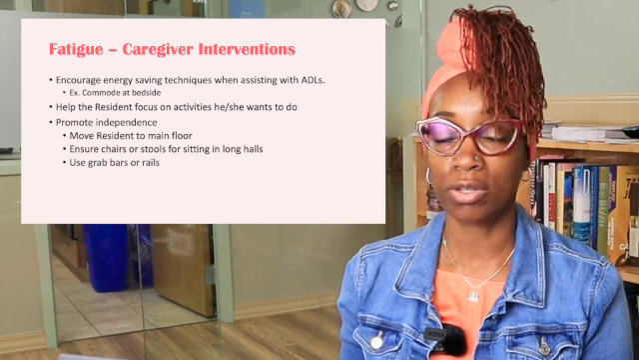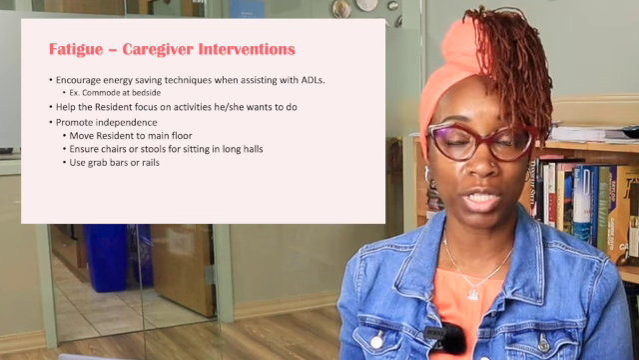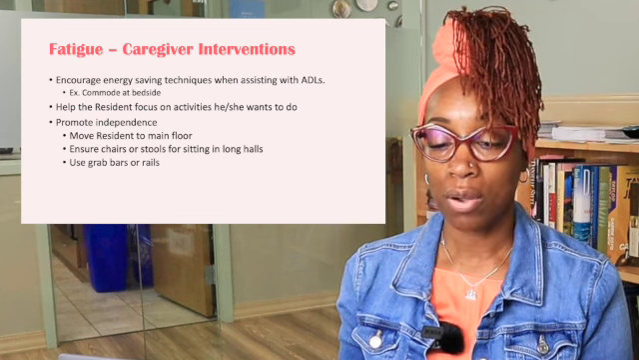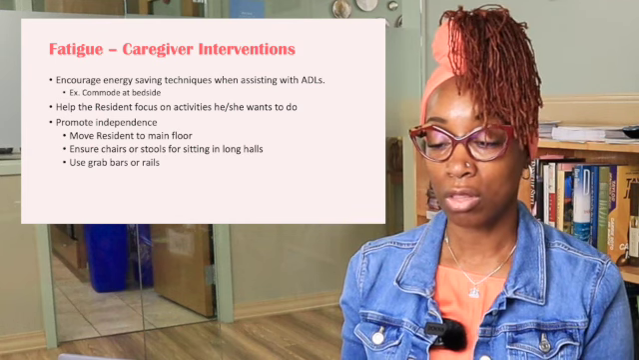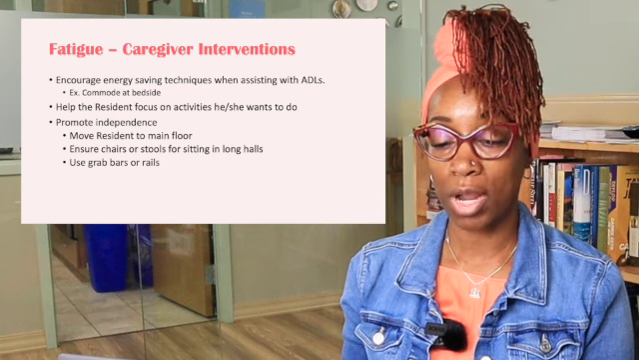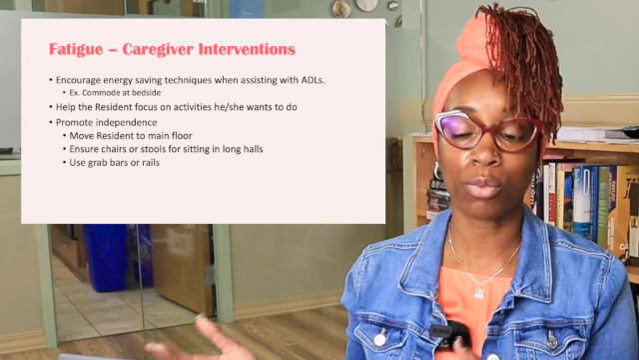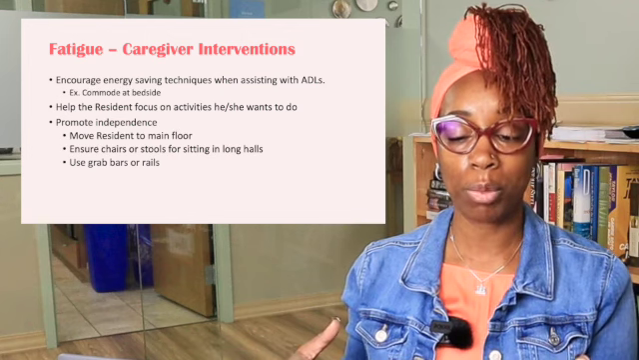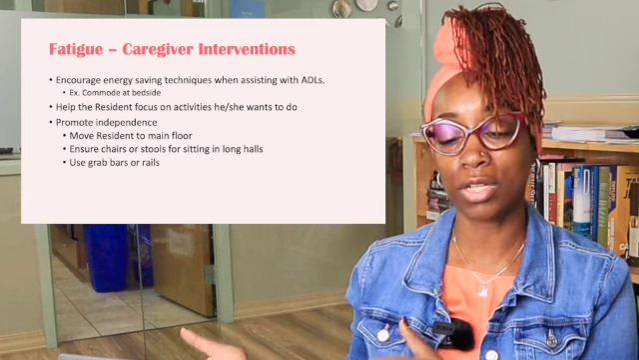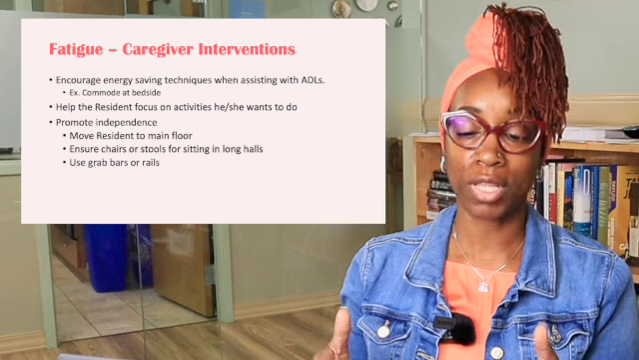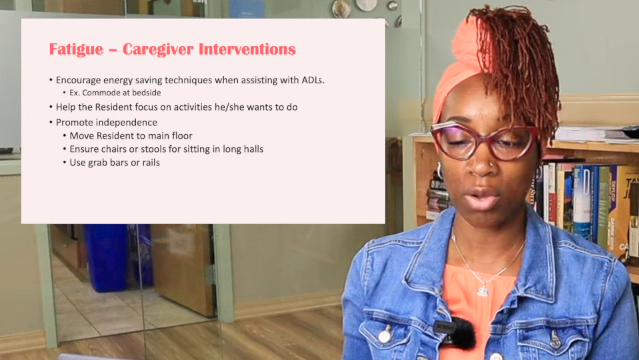Help the resident focus on activities that he or she would like to do. Promote as much independence as possible. Ensuring chairs or stools for sitting in long halls. Use grab bars or rails. So if they're able to get up to the shower room, we have shower chairs or a bench, because that would allow them the independence of being able to still get a shower, but still not exert so much energy where they have to stand the whole entire shower.